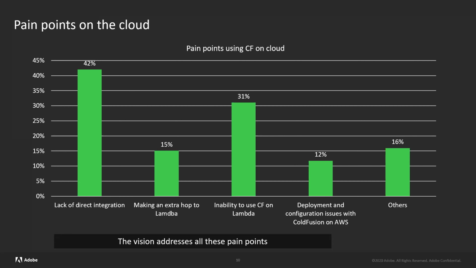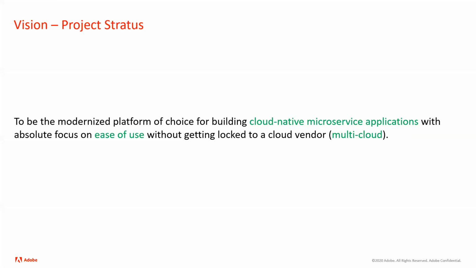The name itself, Stratus, as most of us know, refers to the low-lying clouds. That's the reason we chose that code name. So we have got something significantly to do with cloud and microservices. Okay, so what's the vision for Project Stratus? Here is the vision. Clearly we want to be the modernized platform of choice for building cloud-native microservice applications. Those are the keywords: cloud-native microservice applications, with absolute focus on ease of use. ColdFusion has always been about productivity and ease of use, right? So we want to drive that access from a cloud and microservices perspective. And here is the key differentiator.